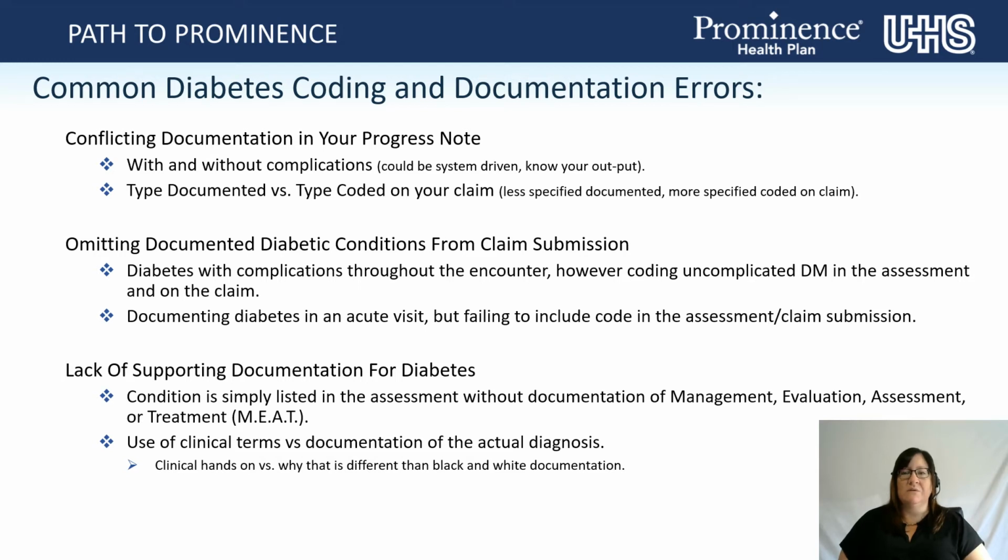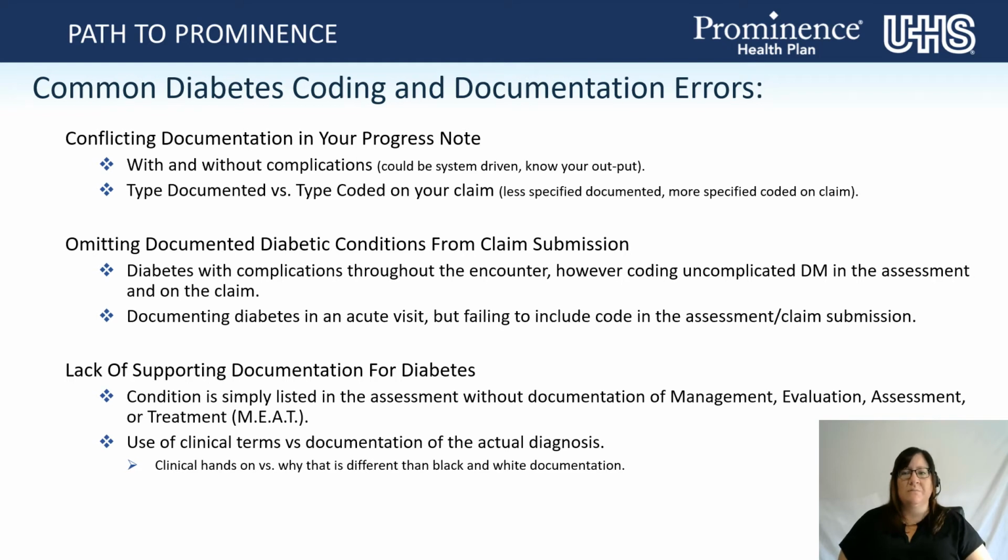A lot of times we see omitting of documented diabetic conditions from the claim. So diabetes with complication is documented throughout the encounter. However, coding uncomplicated diabetes in the assessment and on the claim occurs. Or documenting diabetes in an acute visit, but failing to include that diagnosis code in the assessment on the claim for submission. Also, lack of supporting documentation for diabetes.